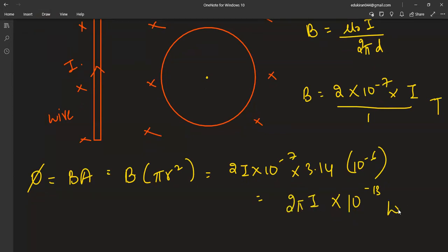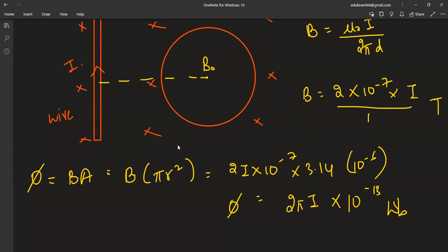So see, this is the magnetic flux. Weber will be the SI unit. This is the magnetic flux, 2 pi I into 10 to the power minus 13. How have we got it? Magnetic field we have calculated at the center, because of the influence of this wire. Because we know the separation, we can find out the influence of the magnetic field at the center. Once we have obtained the magnetic field, pi we know, radius we know, so we have calculated.